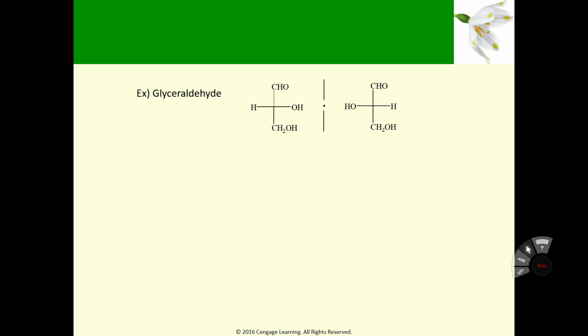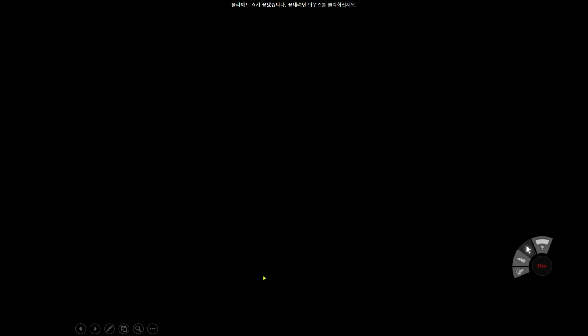Fortunately, there is a relationship between D, L, and R and S in amino acid and carbohydrate. Okay, most of L isomers is S configuration. Most of D isomers is R configuration. Okay.